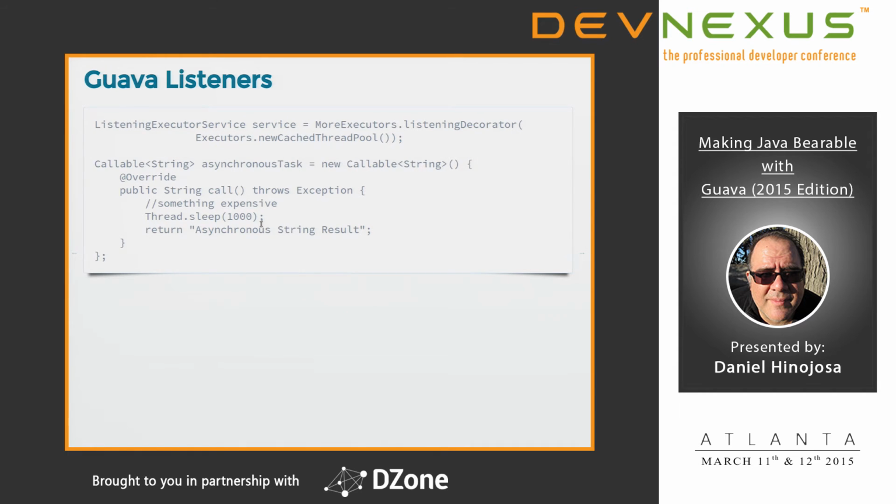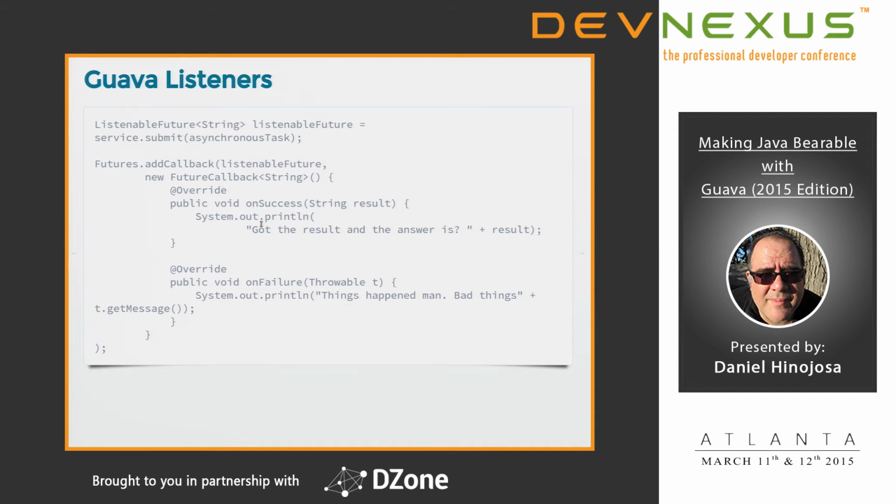All right, so MoreExecutors, and I'm going to decorate this. It's called listeningDecorator, and I'm going to put the thread pool in it. So what this is going to do for us now is provide nice, easy readable callbacks for us. So once I create a callable, what I can do with that callable now is do the following.